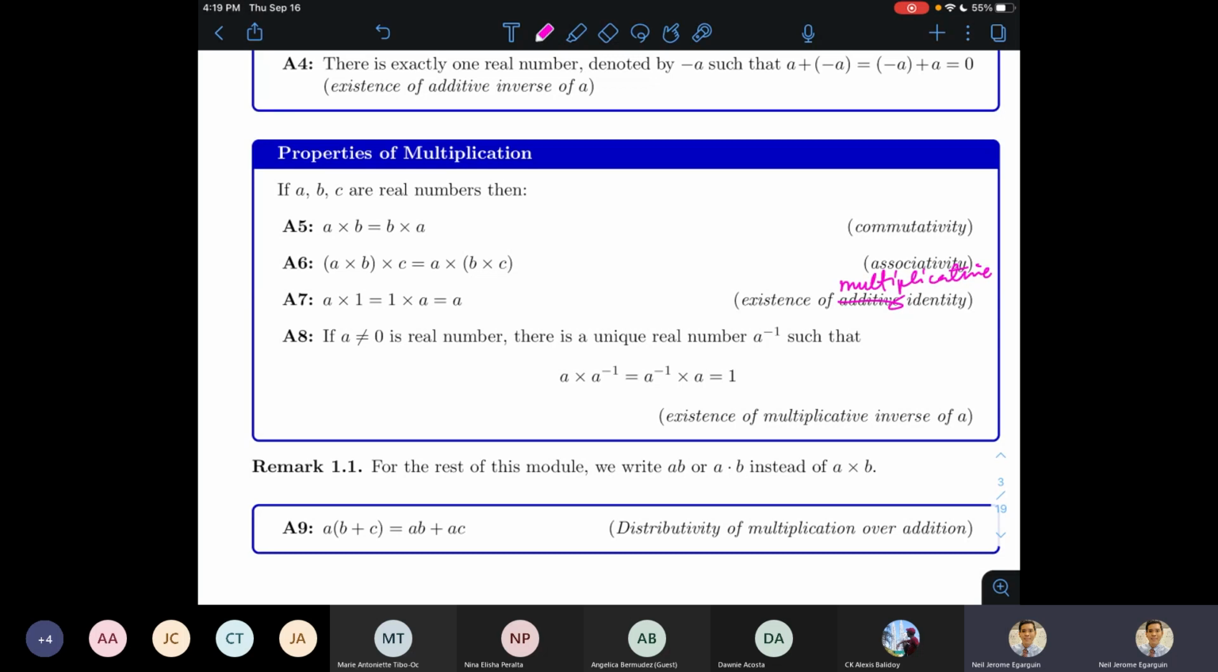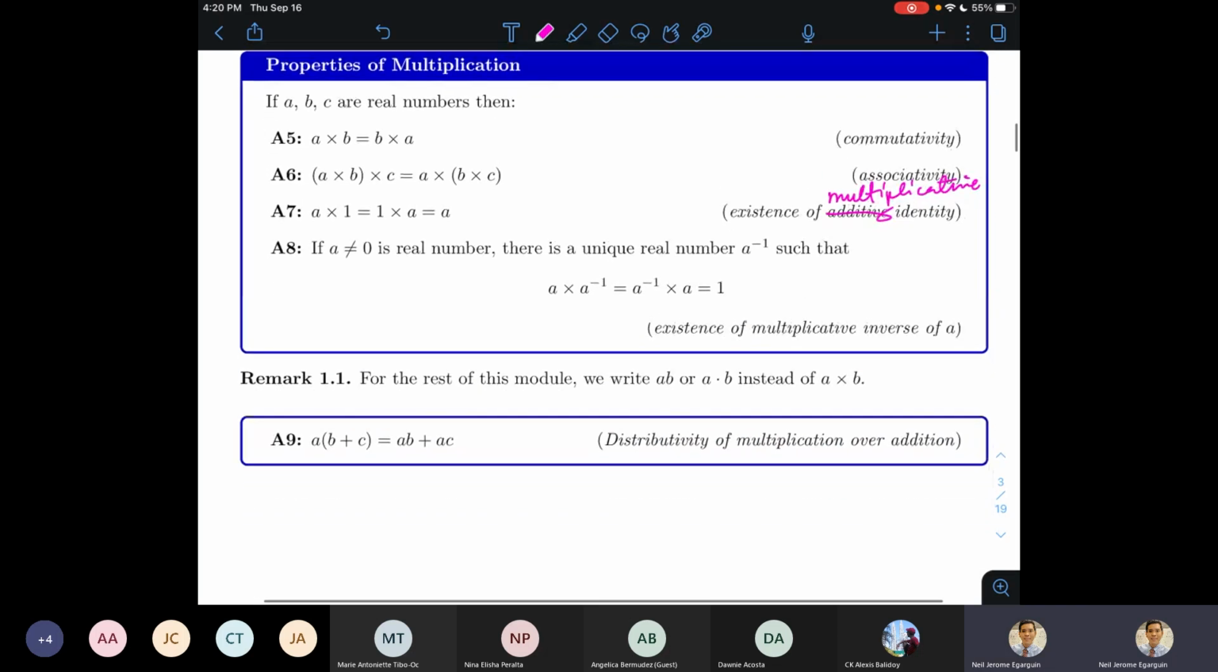Okay? Now again, hindi natin alam kung ano yung real number na yon. Basta alam natin pag minultiply ko siya sa kahit anong real number, ang ibabalik niya sa akin ay yung real number na yon. So by notation or by convention, we decided to call that multiplicative identity the number 1. Okay? And then A8 is almost a mirror of A4 because it's also the existence of a multiplicative inverse for a real number, but may exemption.